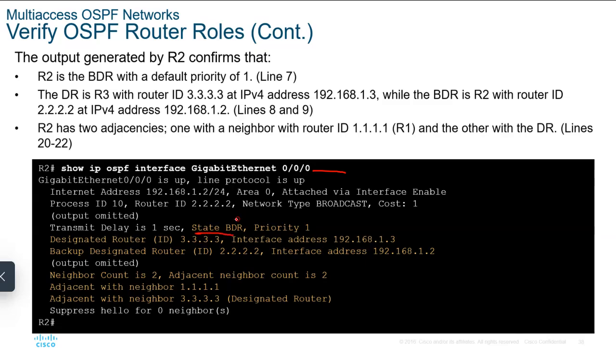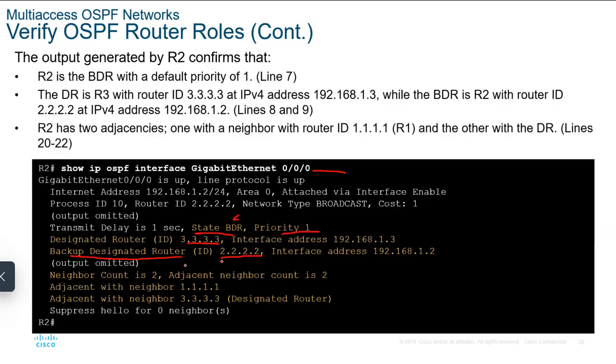When it comes to router 2, still the same command, the state here is BDR, or backup designated router. The priority is 1, meaning they have the same priority. The designated router is 3, and the backup designated router is 2.